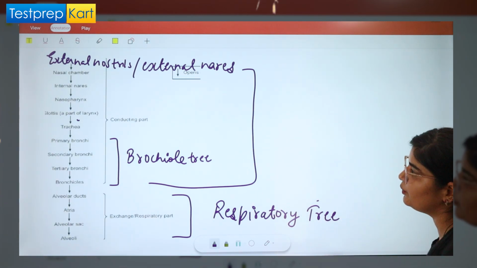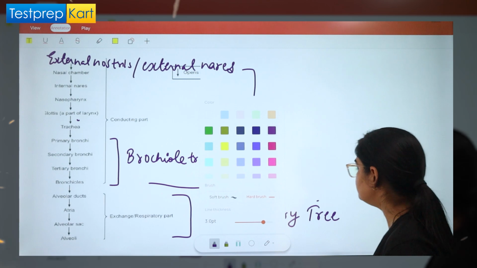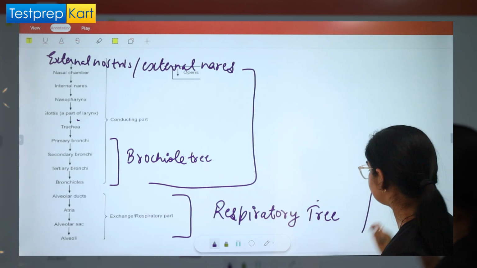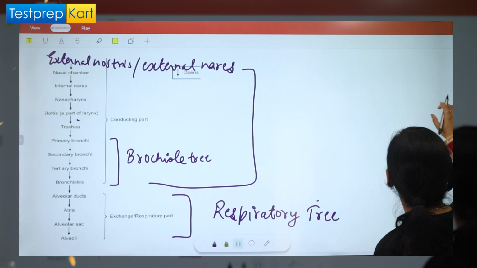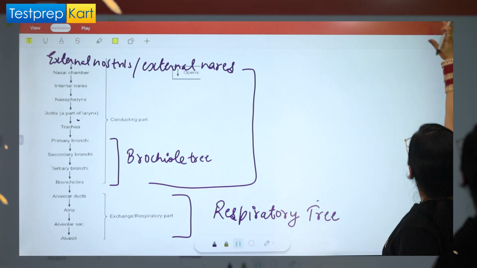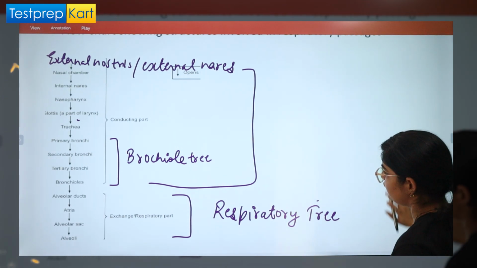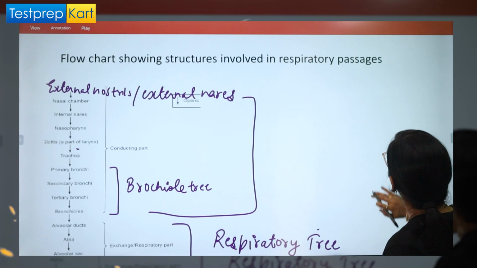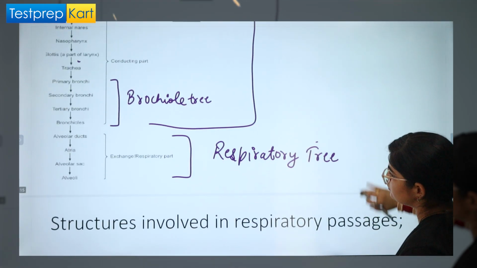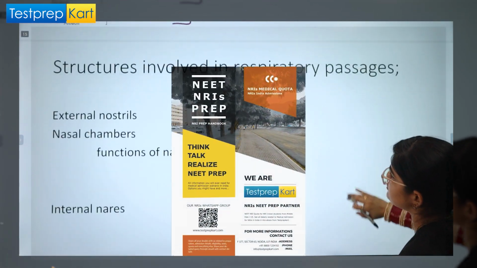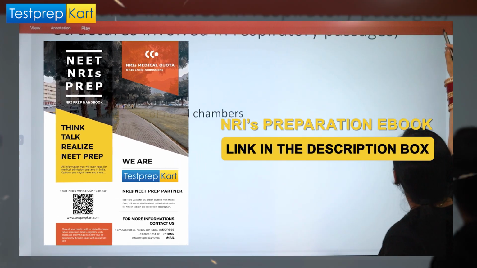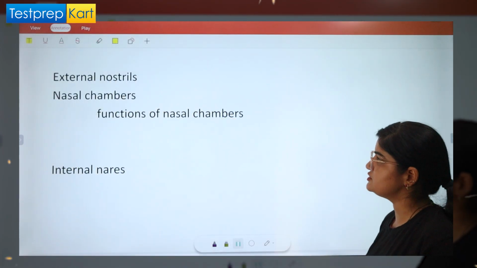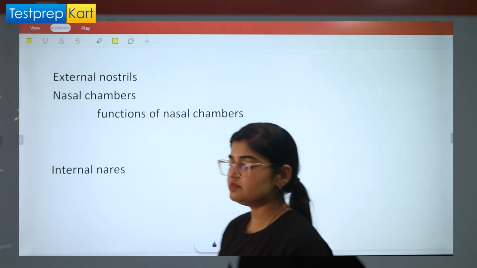Now we'll discuss each one by one. Moving forward, we'll have a detailed look at what this conducting part is basically doing, right? Now, structures involved in the respiratory passage. We discussed the flow, right? We have different parts of the respiratory passage. So what are these basically meant for?